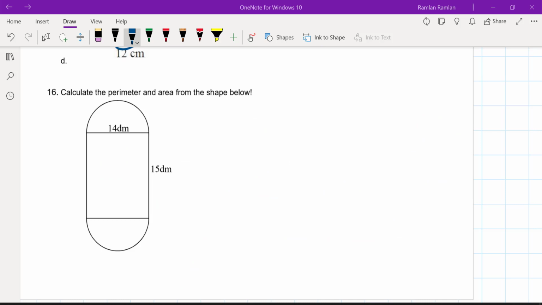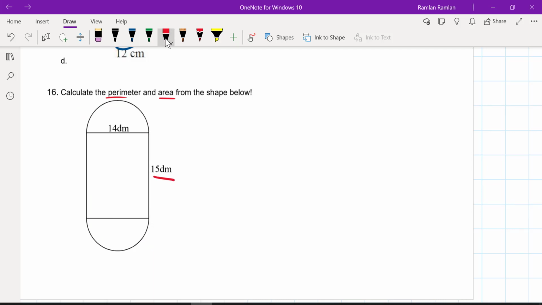Okay, number 16, calculate the perimeter and area from the shape below. Again, the perimeter and area, the same concept, guys. So this shape over here, if you want to find the perimeter, you only need to add this, and then this, and then this, and then this. Remember, you don't add these two lines because those lines are inside the shape.